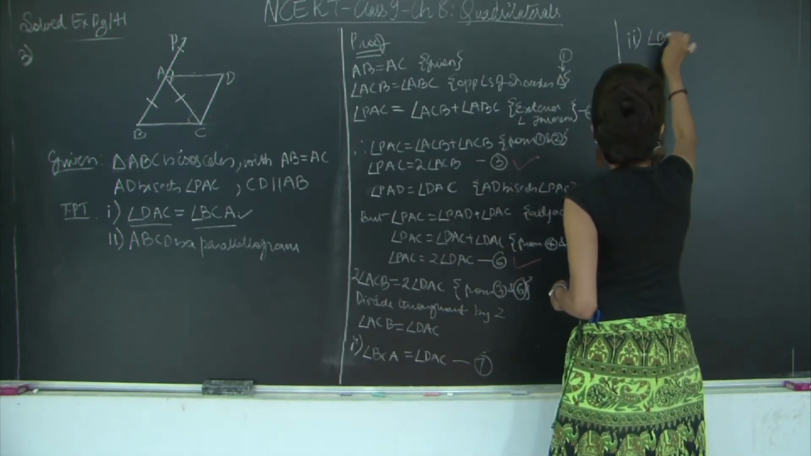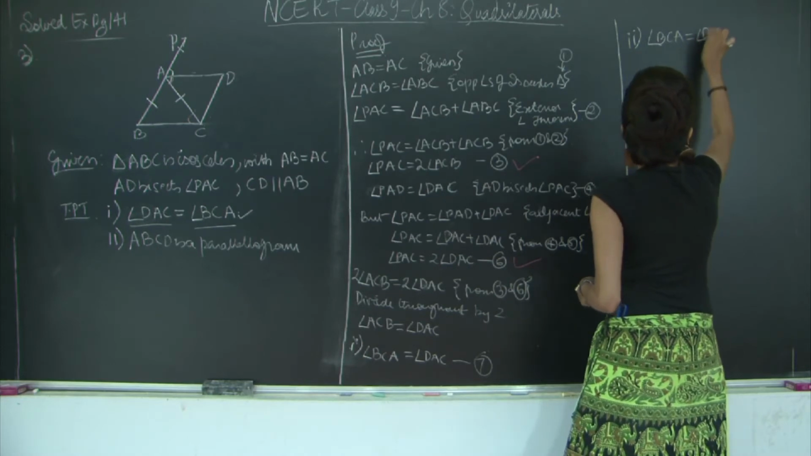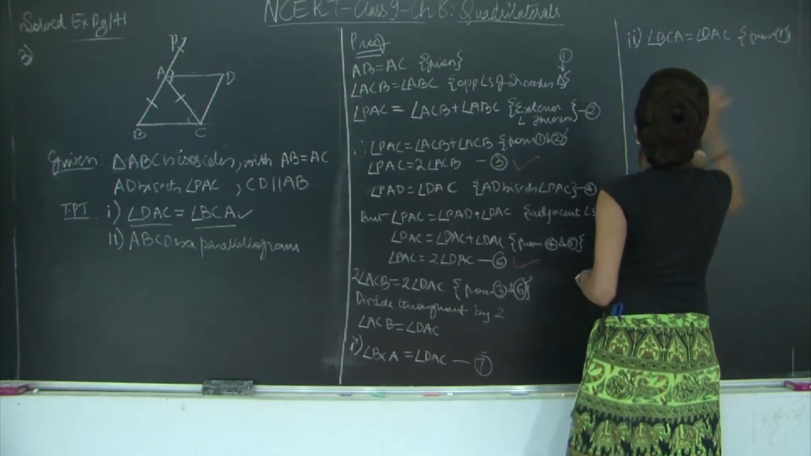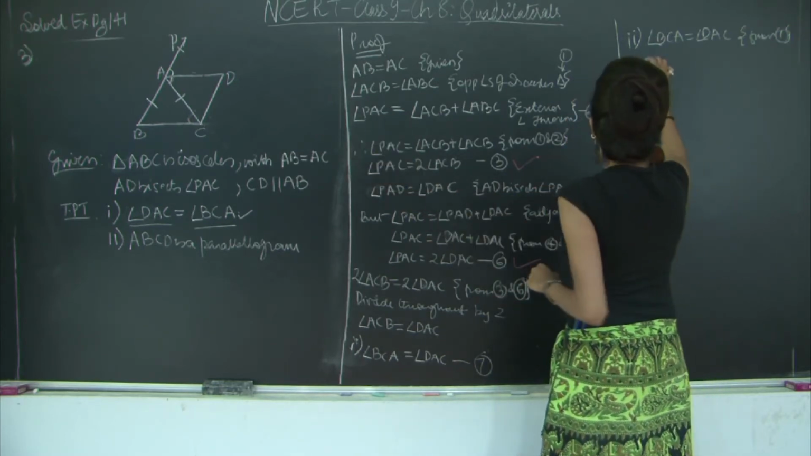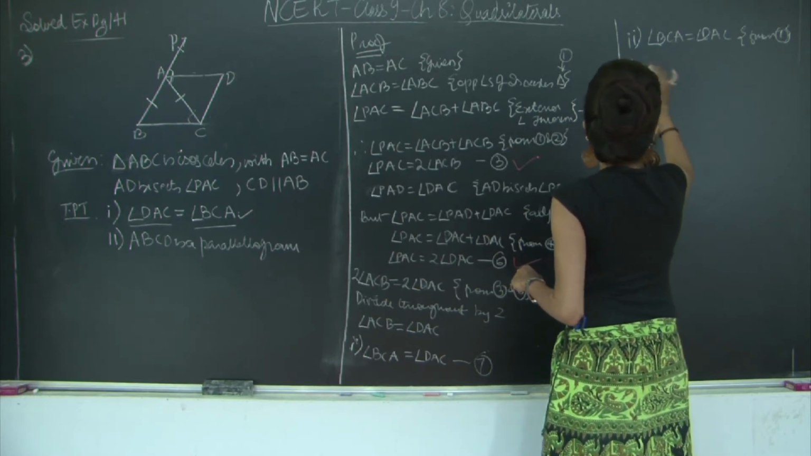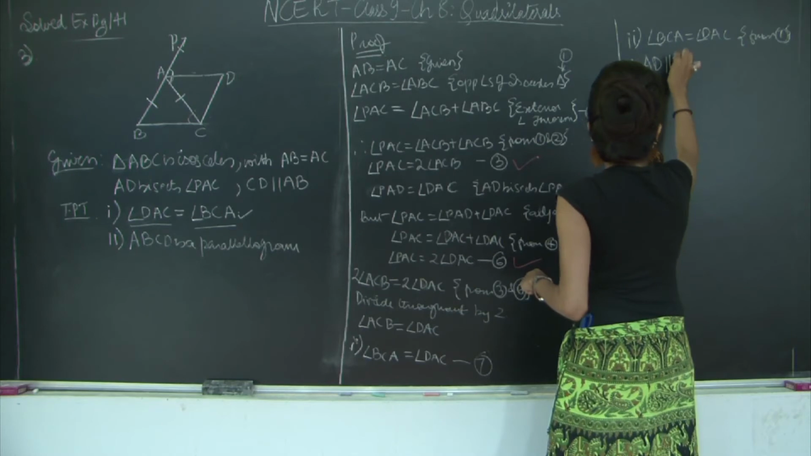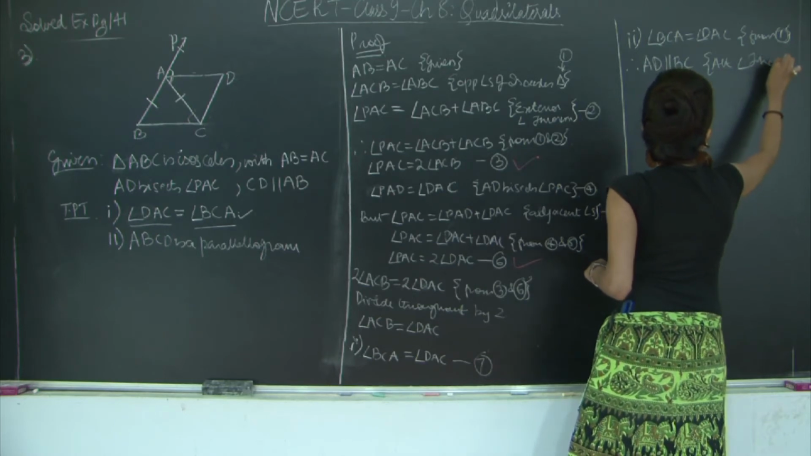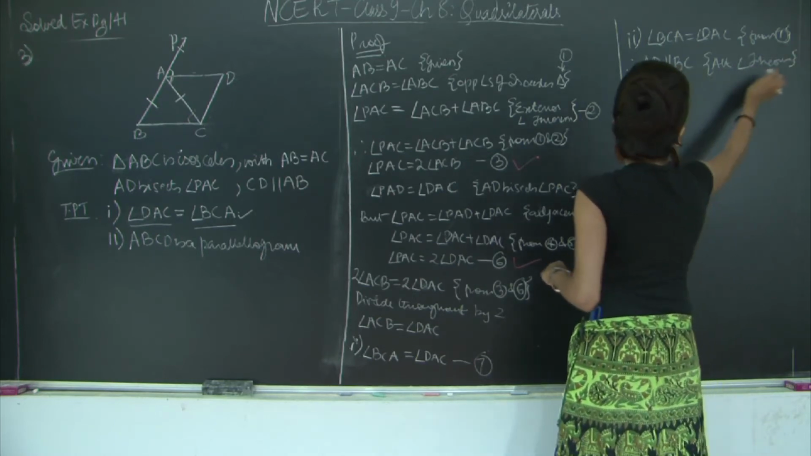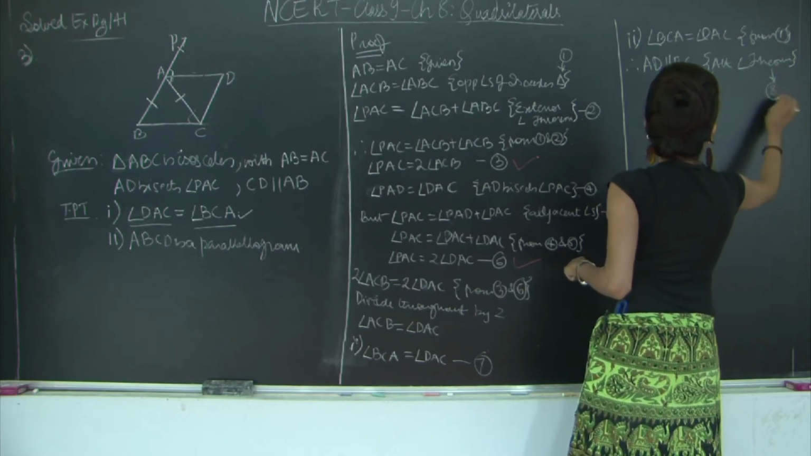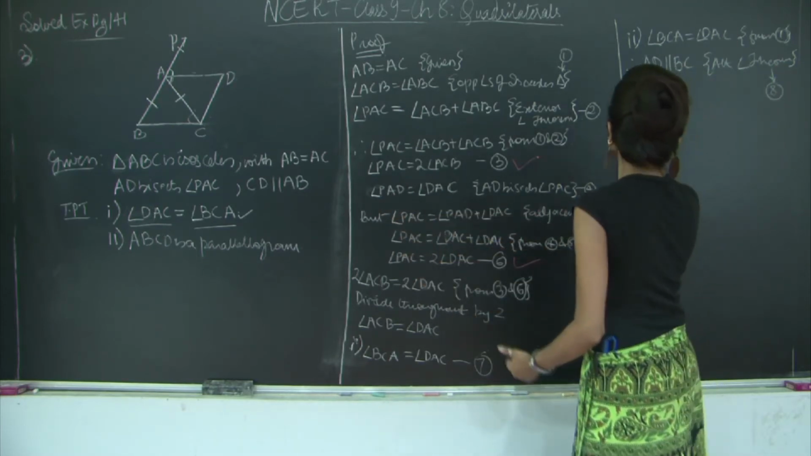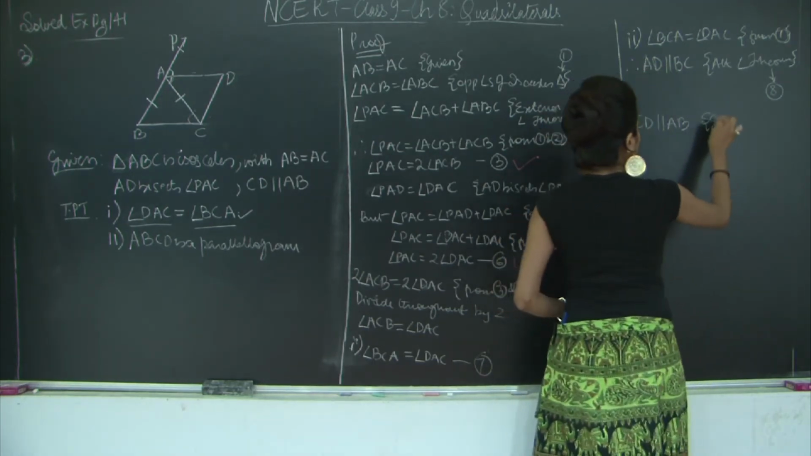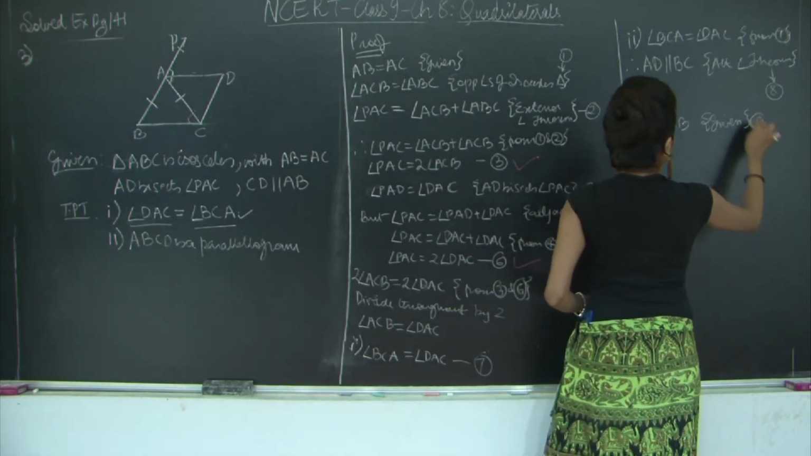Angle BCA is equal to angle DAC, from 7. Therefore, AD is parallel to BC, by the alternate angle theorem, and I'll mark this as 8. And also we've been given that CD is parallel to AB. So I'll say CD is parallel to AB, which is given, and I'll mark this as 9.